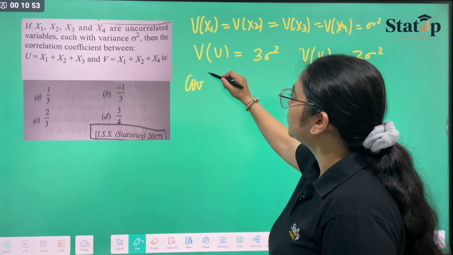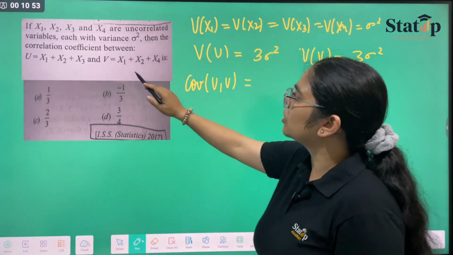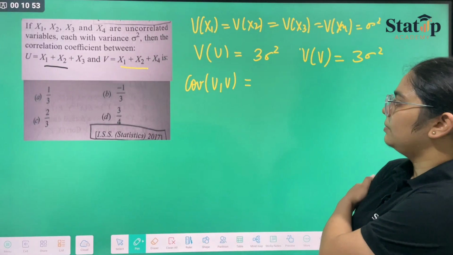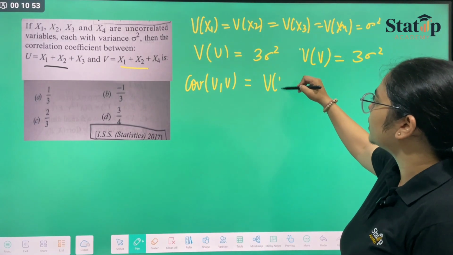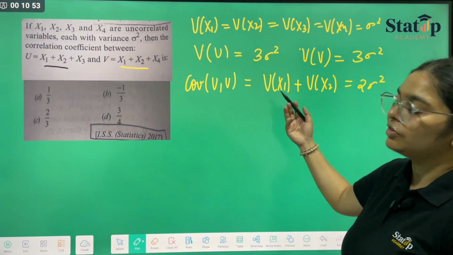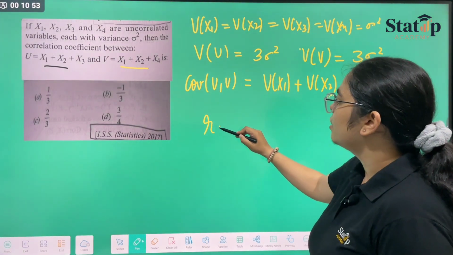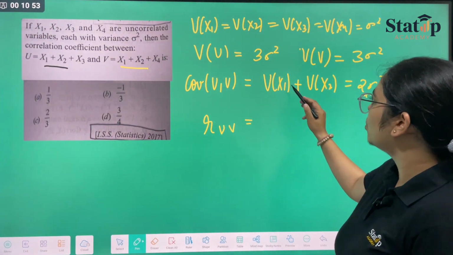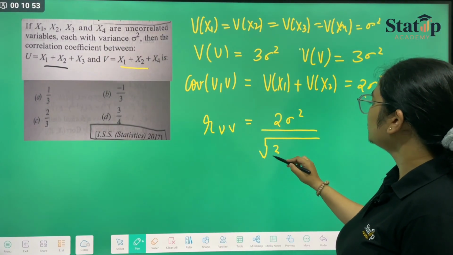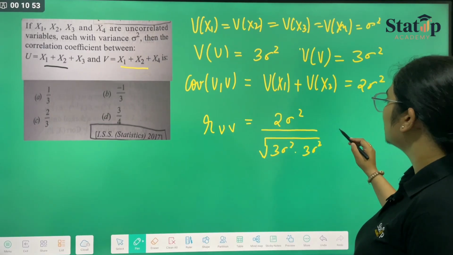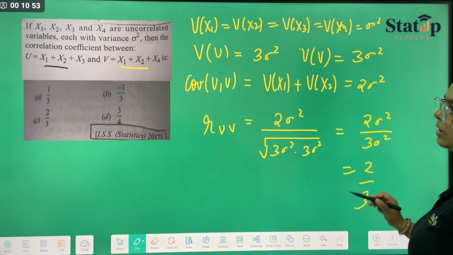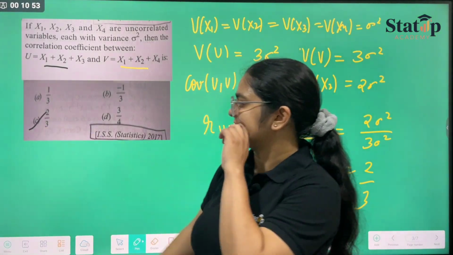And now the covariance between u and v. So u and v have the common terms x1 and x2. x3 and x4 are not common in both of them, so the covariance between both of them is variance of x1 plus variance of x2, which is equal to 2 sigma square. Now we just have to put them in the values. So R UV is equal to the covariance, 2 sigma square, upon the square root of 3 sigma square into 3 sigma square, which is 2 sigma square upon 3 sigma square, which is 2 by 3, which is our option number C in this case.